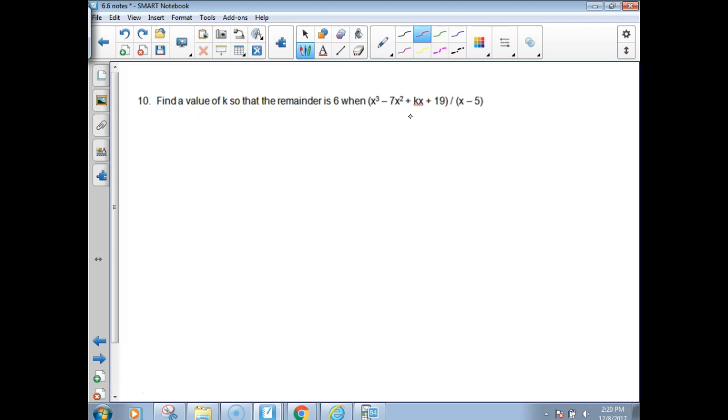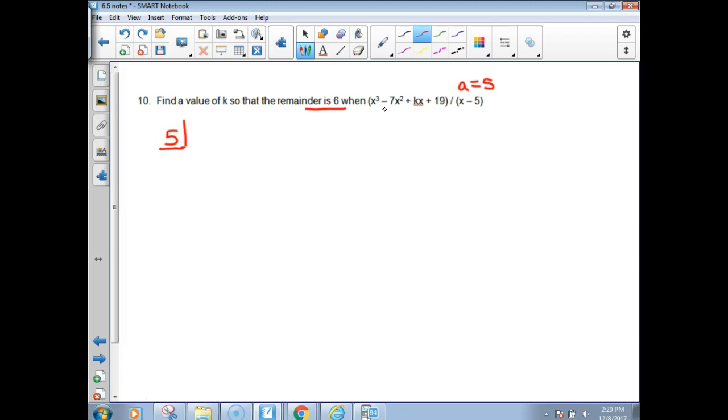Okay. So look at this problem. We got a missing variable, like a coefficient that we're trying to figure out that makes this satisfied. So it's saying we're dividing by x minus 5. So that would give me an A of 5. So this says the remainder is 6. And we know where that goes when we do a synthetic division. So my suggestion is that we do a synthetic division. So let's divide synthetically by 5.